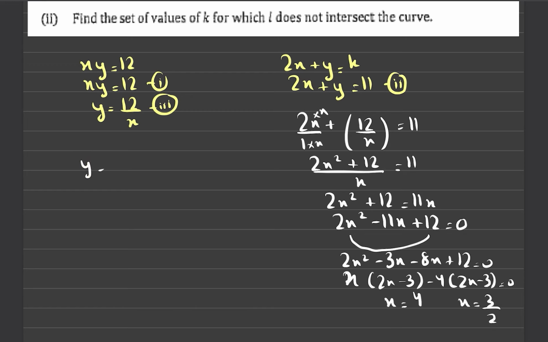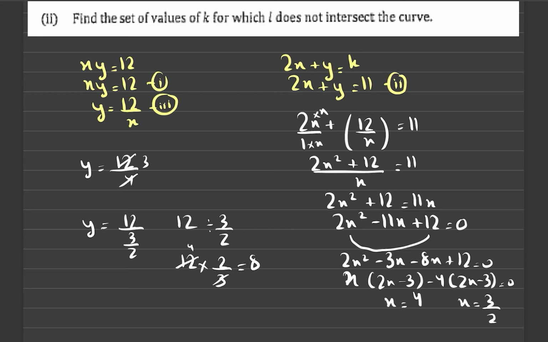Let's plug in here. 12 upon 4 becomes 3. And here, 12 divided by 3 upon 2 is 12 multiplied by 2 upon 3, which makes 8. So what are my coordinates? 4 comma 3 and 3 upon 2 comma 8.